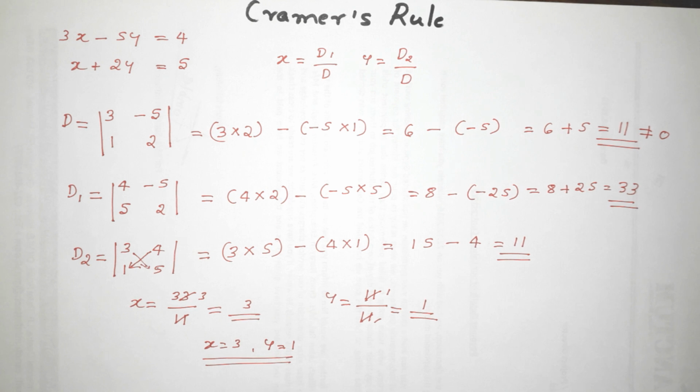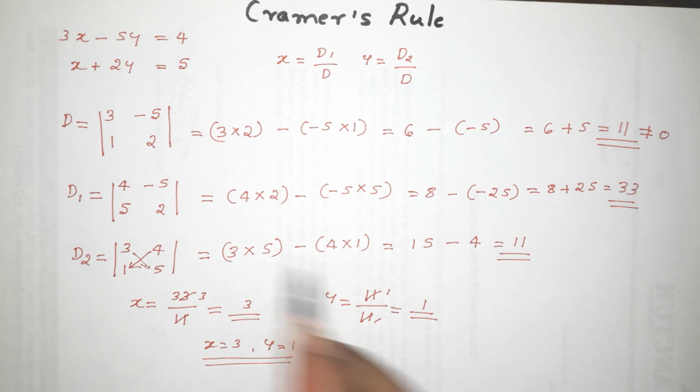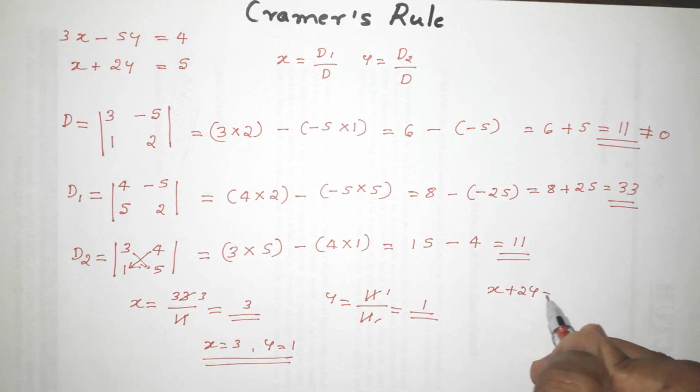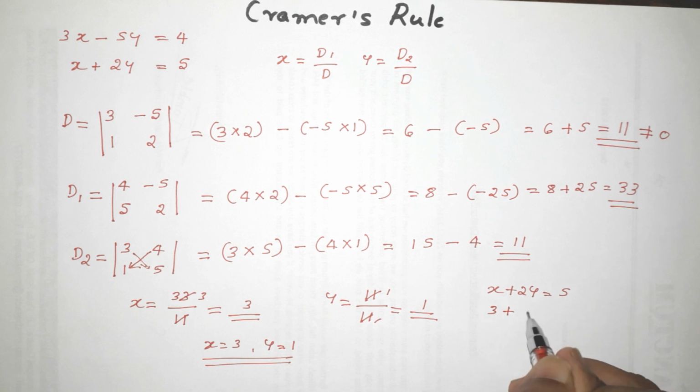Now we have to verify whether this answer is correct or not. How to verify this? It's also very easy. We just have to substitute the values of x as well as y in any one of the equations. Either you may take the first equation or the second equation. Let us take the second equation. I will substitute x is equal to 3 and y is equal to 1 in the place of x and y. The second equation is x plus 2y is equal to 5. In the place of x, I will put 3, plus 2.